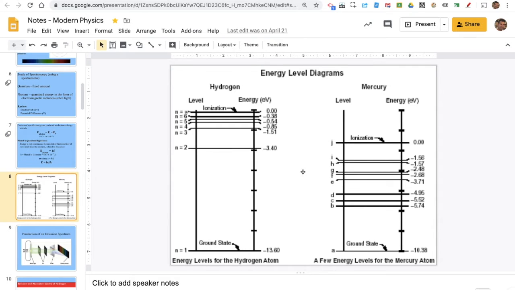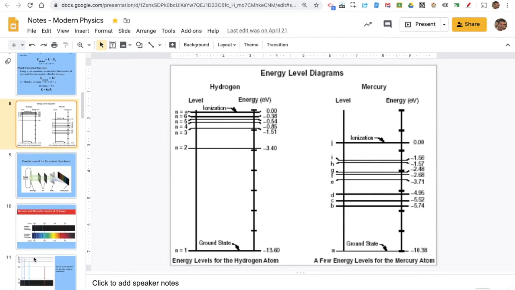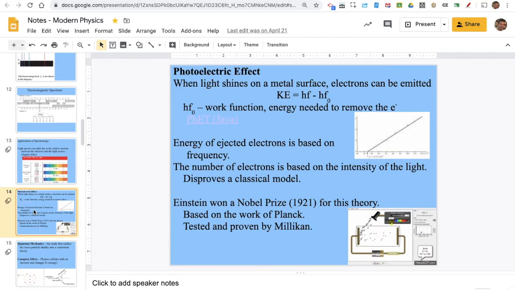So again, this is the energy level diagram off the reference table. An electron in its ground state has an energy of -13.6 electron volts, and an electron that's ionized, where the electron is totally removed from the atom, has an energy of 0. So to take it from its ground state to 0 is 13.6 electron volts. That is also known as the ionization energy. It's the energy needed to remove the electron from the atom. So that's really important for our next topic, which is the photoelectric effect.